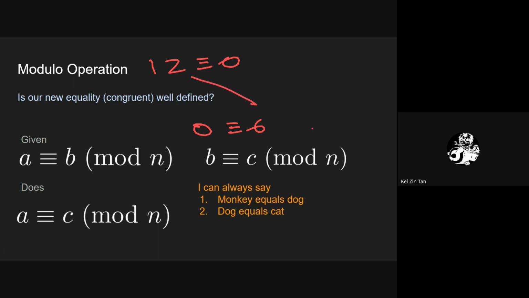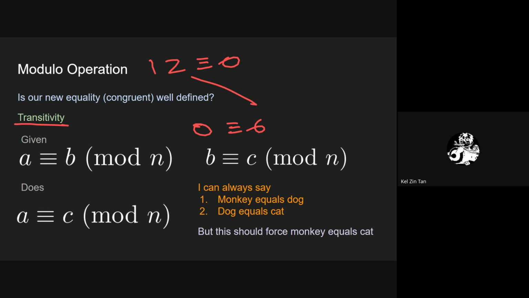I can always define any sort of equality. I can say that monkey is equal to a dog, and dog is equal to a cat. But this should always guarantee that monkey is equal to a cat. This property we call transitivity. If we want our equality to be well defined, we have to satisfy transitivity. Otherwise, it doesn't make sense.